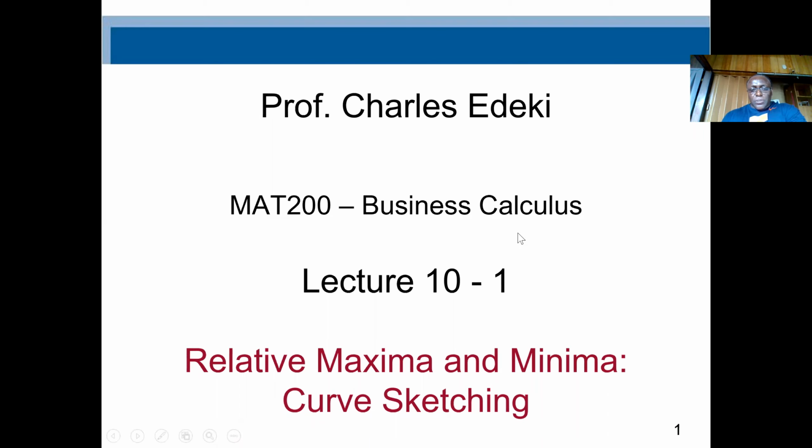This is business calculus, mathematics 200, and our main topic today is relative maxima and also minima. The concept of relative maxima and minima is using the derivative to find the turning points of a graph, either increasing or decreasing, and we're going to explain in detail soon. Maxima means the turning will be up, so it's like we are going from increasing to decreasing. The minimum means down, so from decreasing to increasing. We're going to discuss that soon.